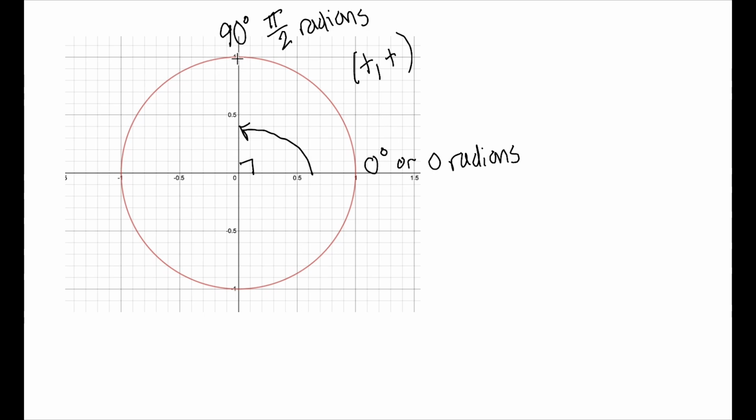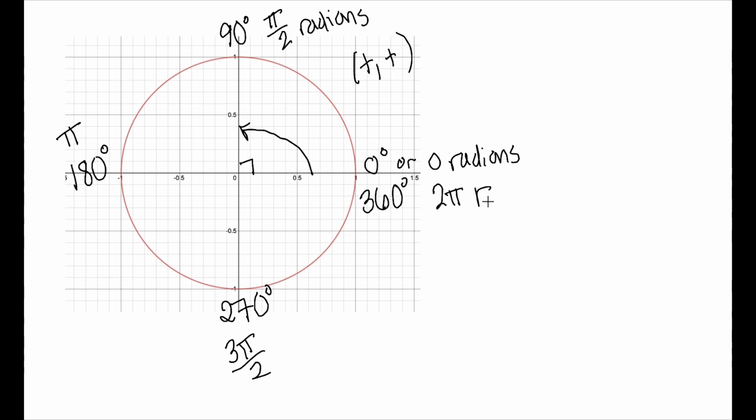Going another 90 degrees, halfway around the circle is 180. Whole circle is 360, so 180 is halfway around. 180 is equivalent to pi radians. If we keep going, we have 270 degrees or 3 pi over 2 radians. And if we go all the way around the circle, we reach 360 degrees or 2 pi radians.